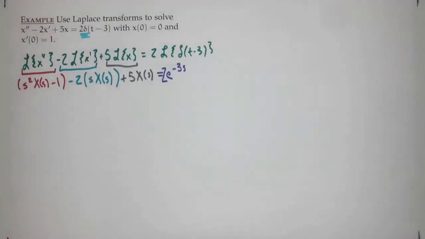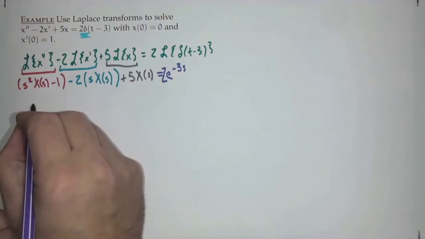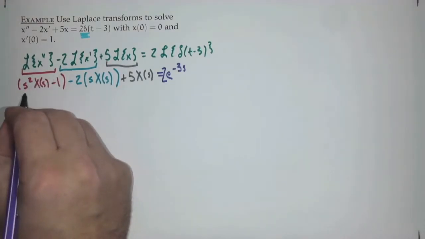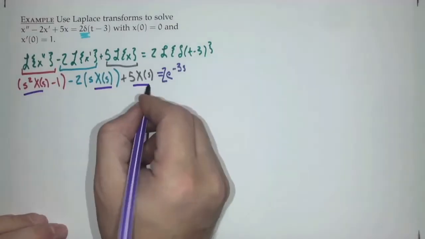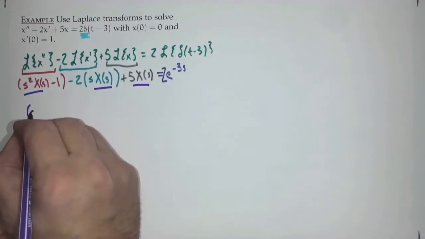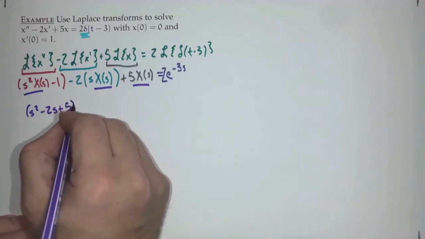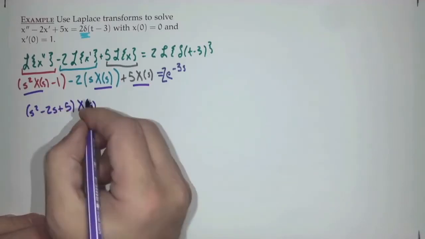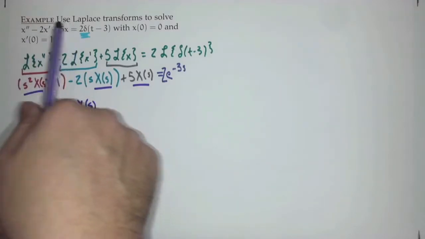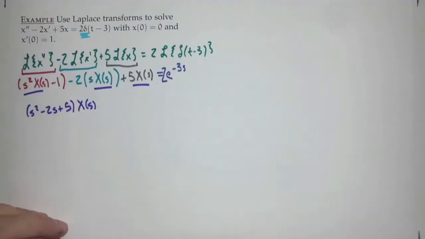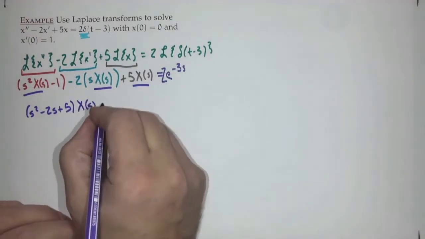Okay, solve for x of s. Get x of s by itself. So for instance, when I look at the x of s, I see there's 3 terms. So we can just put those together. S squared minus 2s plus 5 times x of s. And it's not really that surprising that we see that kind of polynomial showing up. We've seen that happen multiple times this semester. What will that equal?